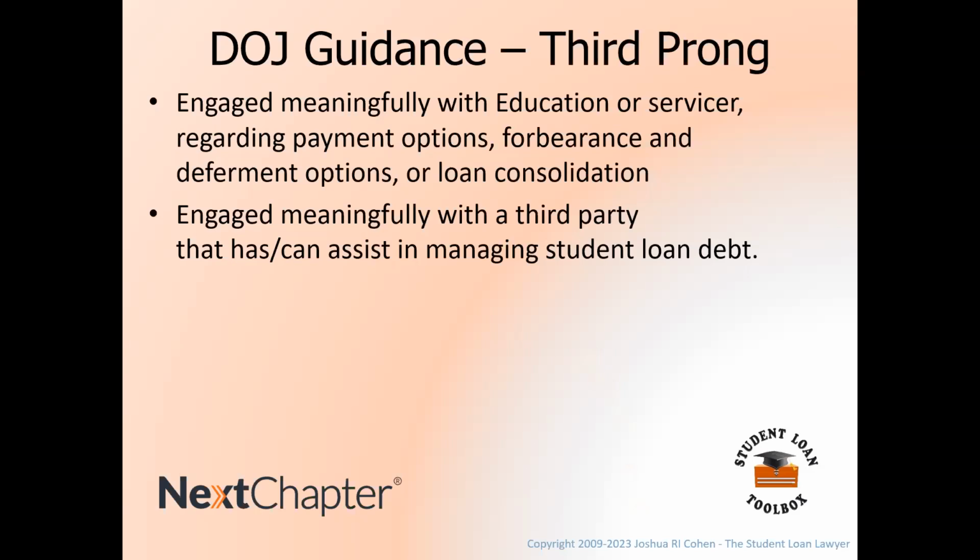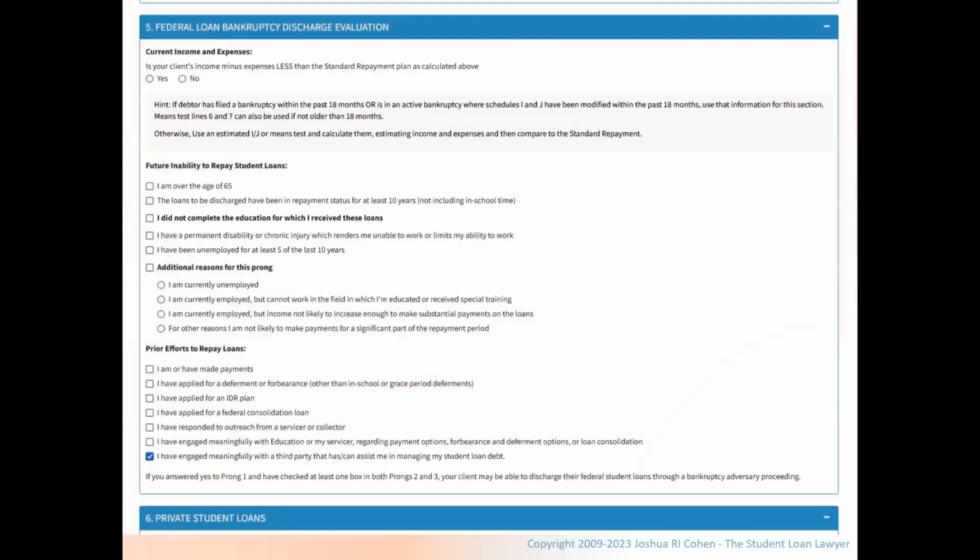Okay. Gosh, I feel like I'm moving really fast here. This is an example. This is what Student Loan Toolbox uses. This is a 30,000-foot view evaluator to find out, should you even dig deeper into your client's history? Do you even want to think about filing an adversary proceeding? This is it. Okay, check the boxes.